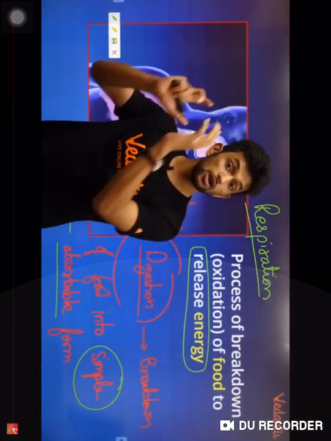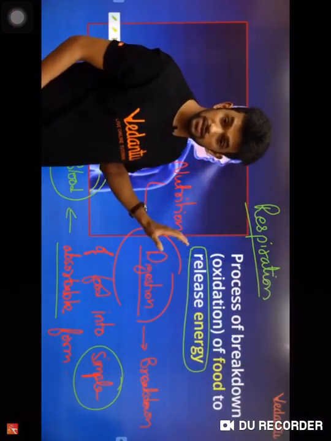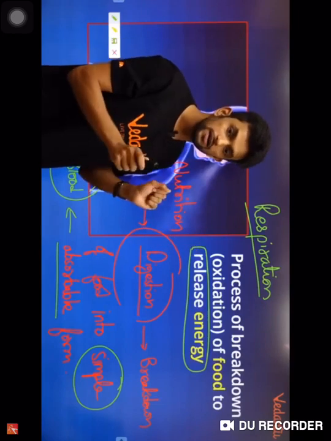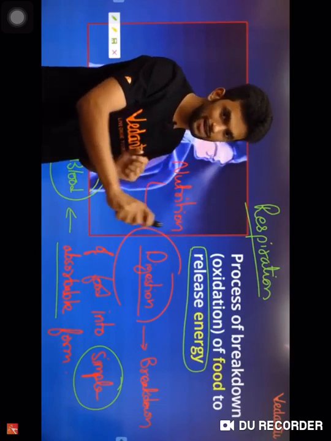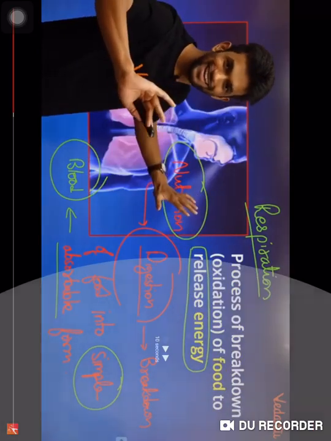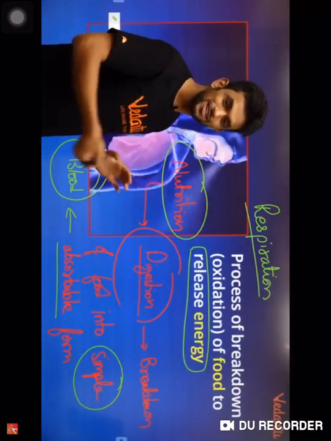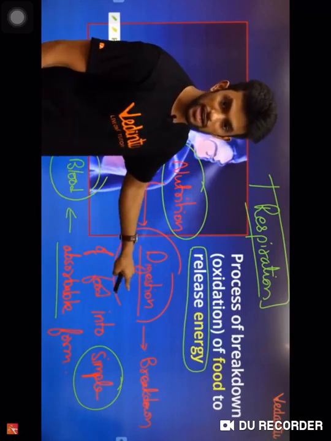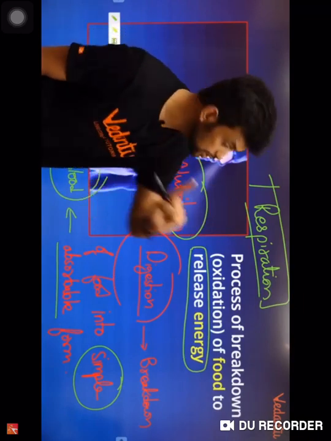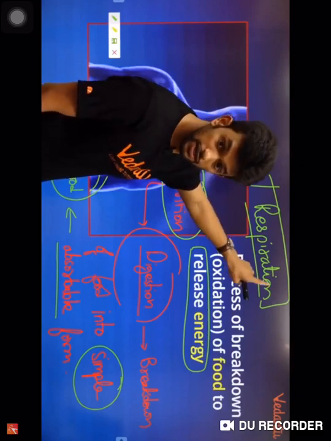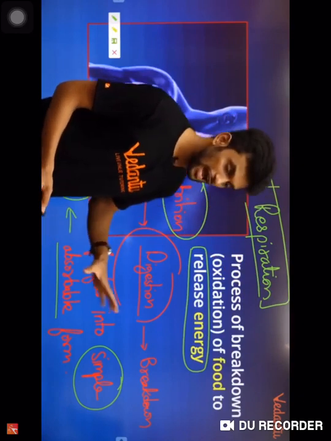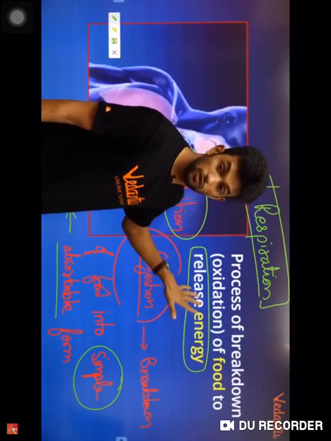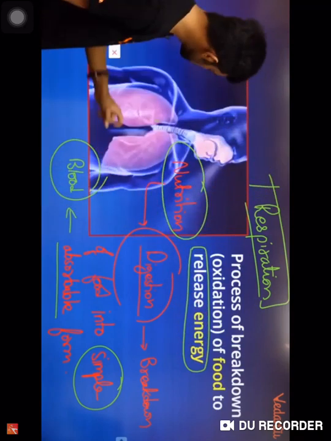Absorbable form, okay? This should be very clear. If you're not able to understand, you can rewind and play it back. Even if you have not studied it, large intestine was mentioned, so that was the process you would have studied in digestion. Now I am going to explain the process of respiration. So in respiration, what happens? Process of breakdown of the food to release energy. Let's move forward, guys.